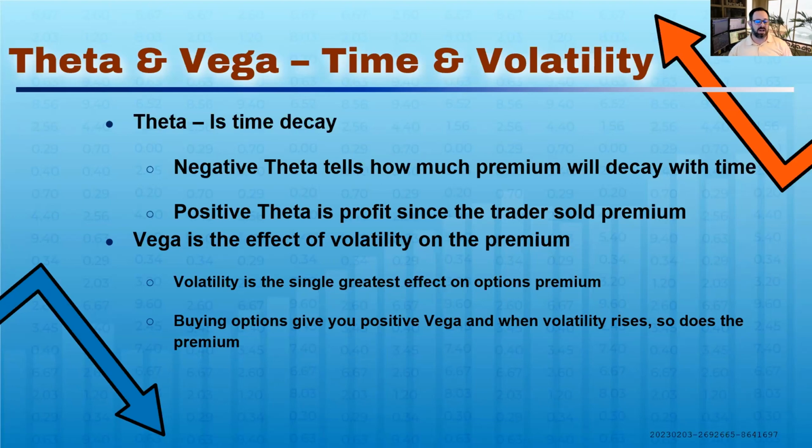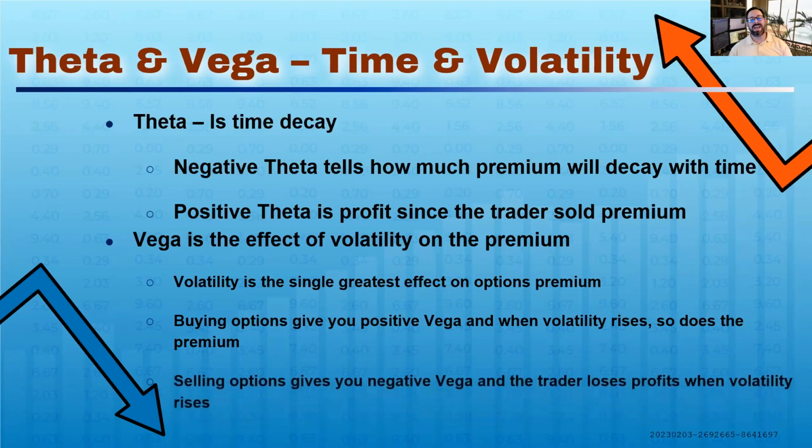So if you sell an option, you get negative Vega. So basically, you lose profits if volatility rises. It goes the opposite direction. Okay. We're going to get into more of this a little bit later. So let me keep going here with what I'm doing.